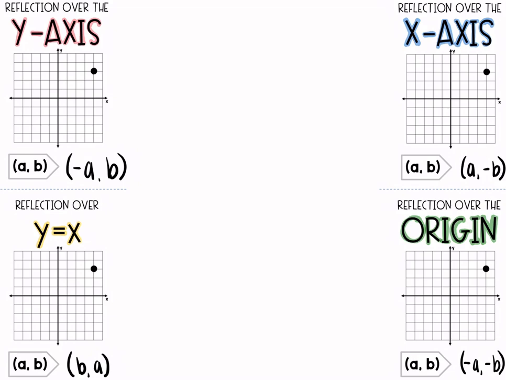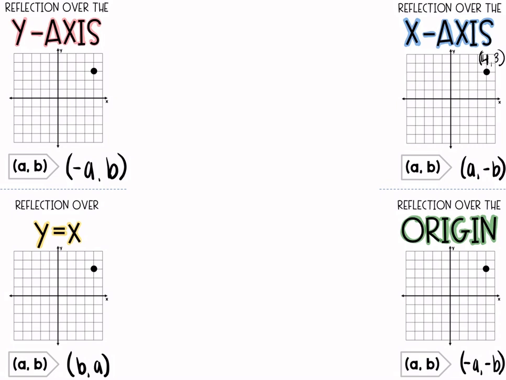So the reflection over the x-axis, if I have the ordered pair (a, b), then it becomes (a, negative b). So the sign that changes is your y value. But if we look here, this ordered pair right here is (4, 3).